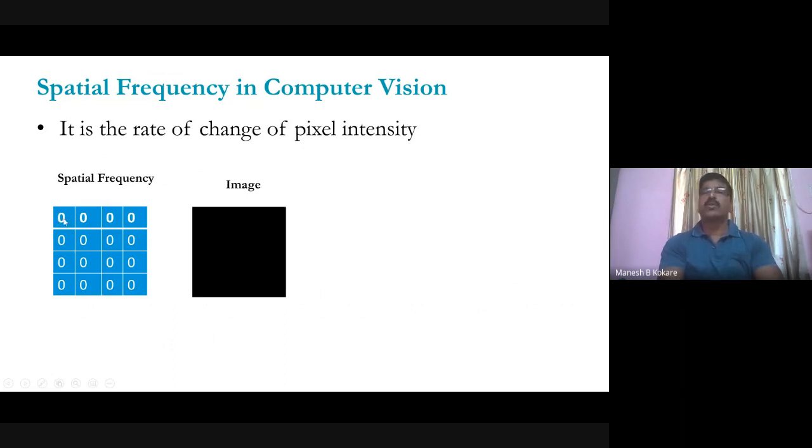What is the difference between two consecutive pixels? That is 0 minus 0, that is 0. Again, 0 minus 0, it is 0. So wherever you go, you will find the rate of change of pixel intensity is 0. And that's why this image is considered a low spatial frequency image, right? Now, from a low spatial frequency image, what we can conclude is that all those neighboring pixels have the same intensity. Then that part of the image is called the low spatial frequency part of the image.